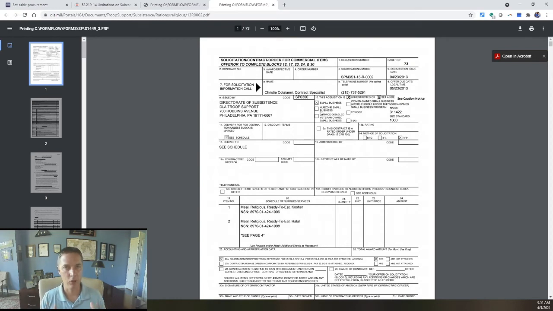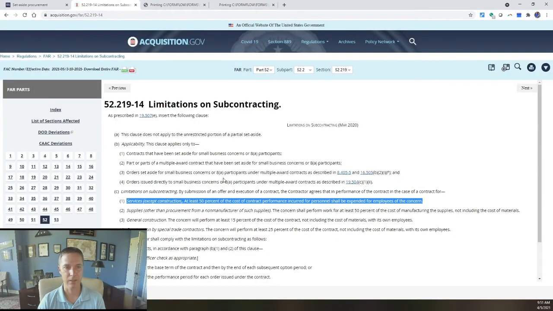But the aggregate total is work completed by similarly situated companies. So HUBZone prime, HUBZone subcontractor, and then you can subcontract out to any other qualified company, right, to get the work done. So that's the similarly situated caveat to that.